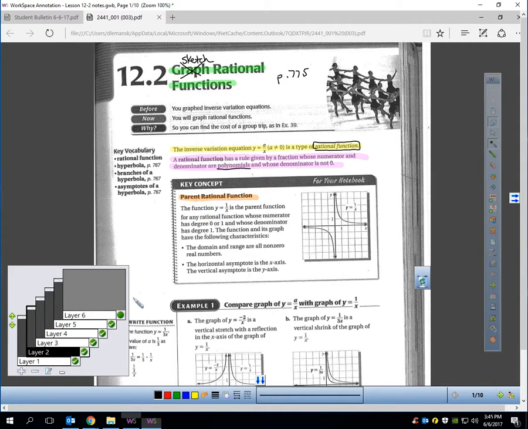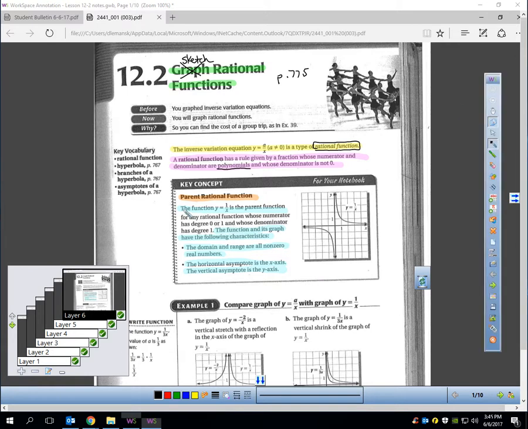The parent rational function, you've seen this already. We've already had you graph some of these. The most basic function is y equals 1 over x. It's called the parent function. And again, you saw that in the video over 12.1. Now here's some key things about the parent function. The parent function and its sketch would have the following characteristics, two main things.